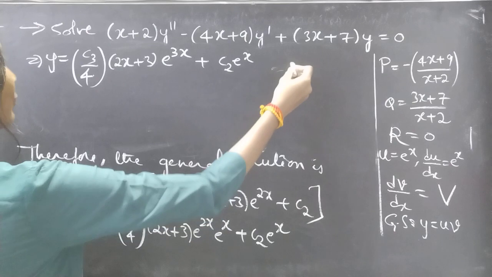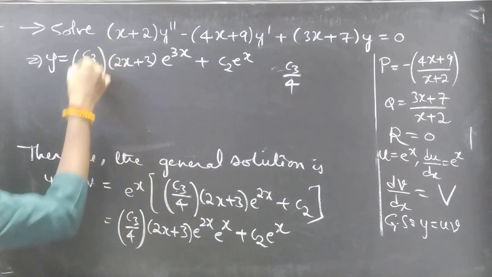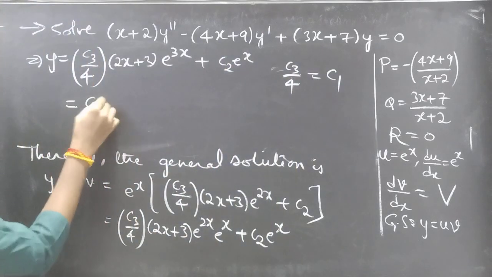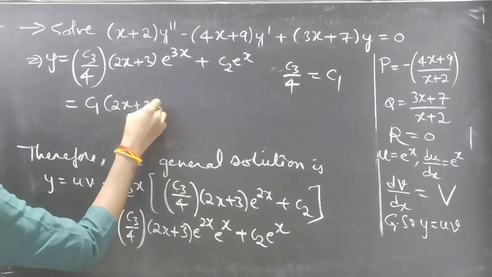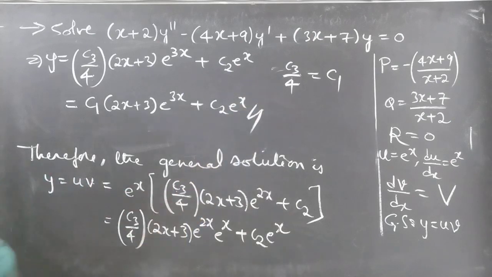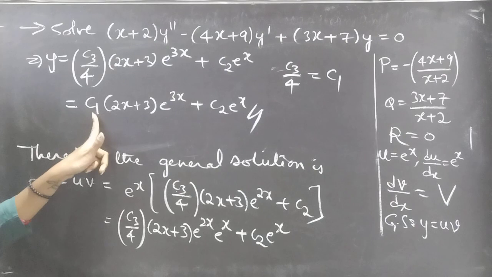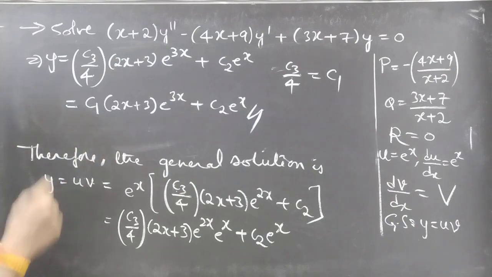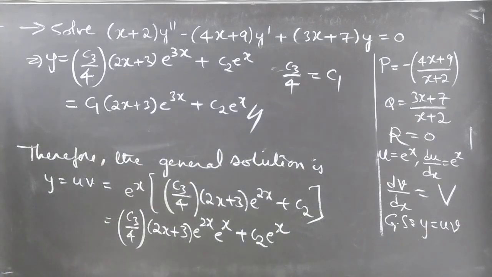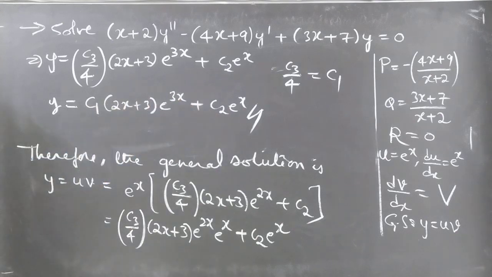Now let C3 by 4, since C3 is a constant and 1 by 4 is also a constant, we can name it as C1. Okay, we'll get C1 into 2x plus 3 into e power 3x plus C2 e power x, which is the required solution. This is right. See, to write C1 in the final answer, I have picked the first integral constant as C3, so that it looks good finally, right? Constants C1 and C2 appear in the solution.